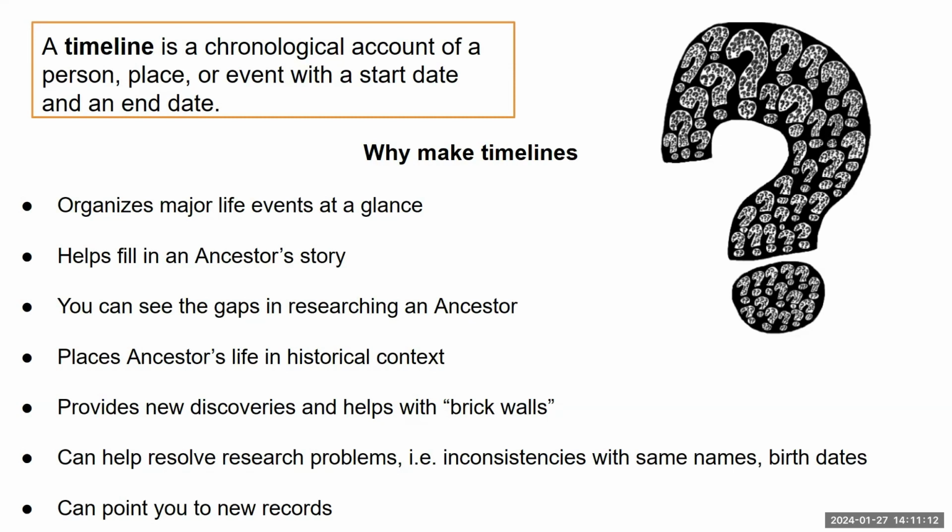Timelines provide new discoveries and help with big brick walls. Because once you find something and have that aha moment, it can push you into looking at other record sets. It can help solve problems with inconsistencies with the same names, birth dates, because especially when you're looking at Ancestry trees and public trees, people will have wrong people attached with the same name, same birthday, same place. But a timeline will break all that down. And as I said, it can point you to new records.